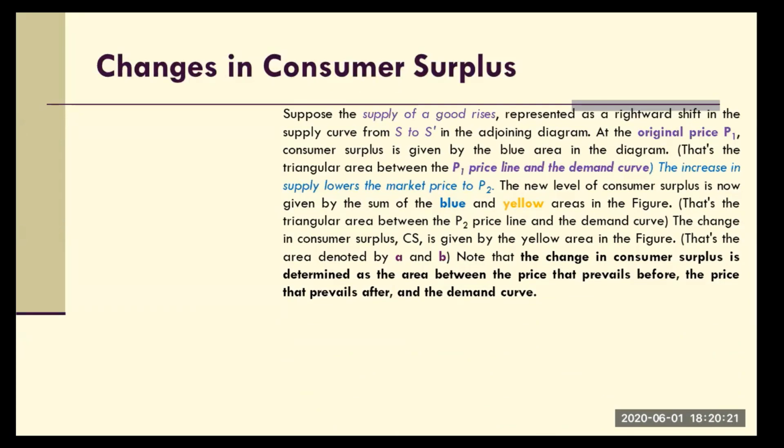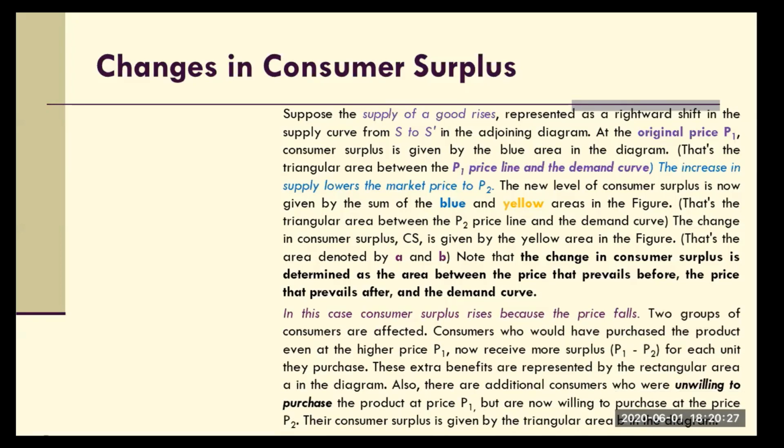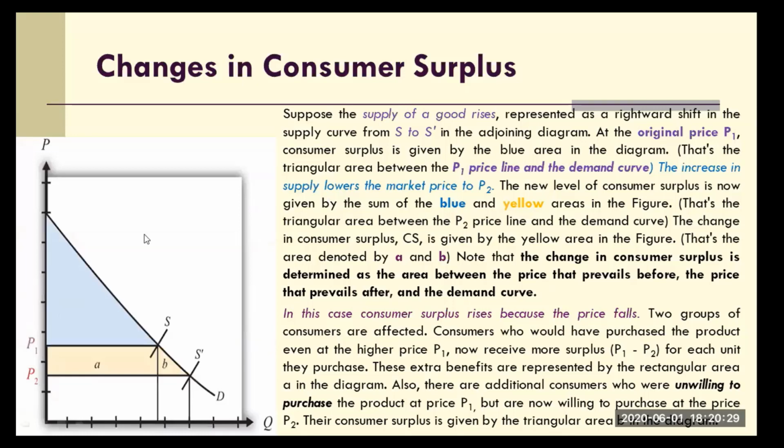Suppose the supply of goods rises, represented as a shift. The first supply curve was here, and the second supply curve has just shifted from here. This is the supply curve, the first one, and then it shifted to here. The black one is labeled.